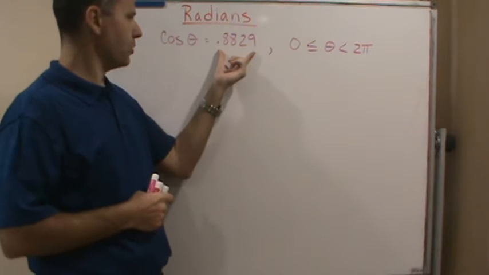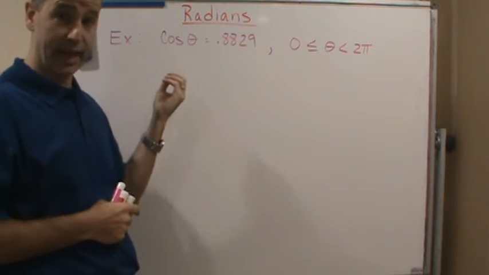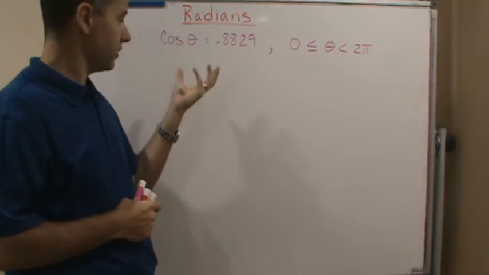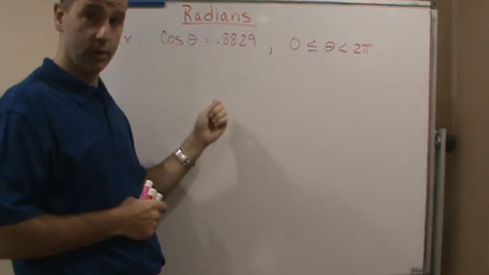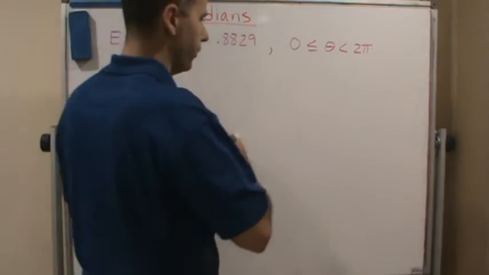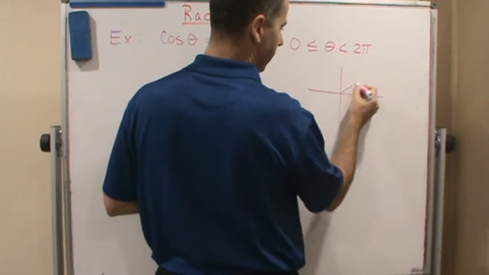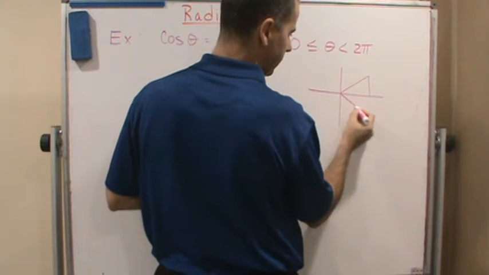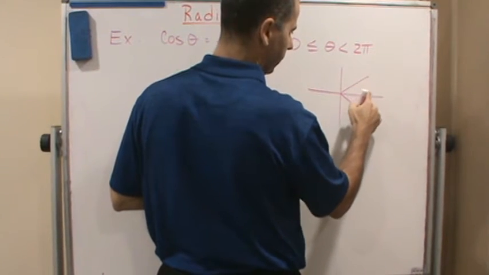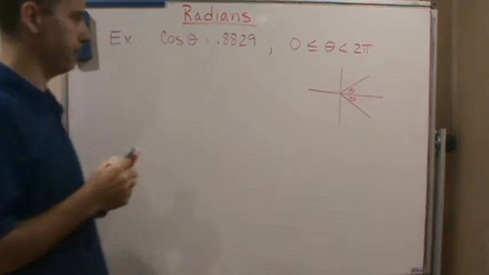So we're going from at least 0 to less than 2 pi. Now notice the cosine is positive. This is positive, which means this angle is going to be located where? It's going to be located either in the first quadrant or the fourth quadrant. Okay? So again, if you want a visual, just visualize. Again, cosine is going to be positive here, and it's going to be positive here. Okay? So theta here, or theta here.